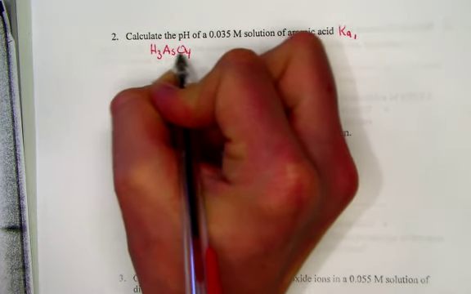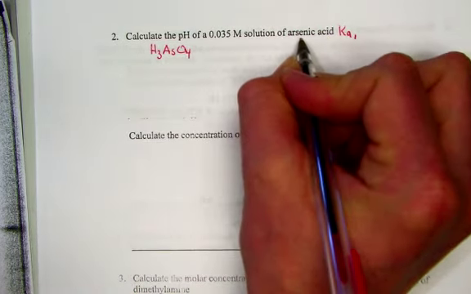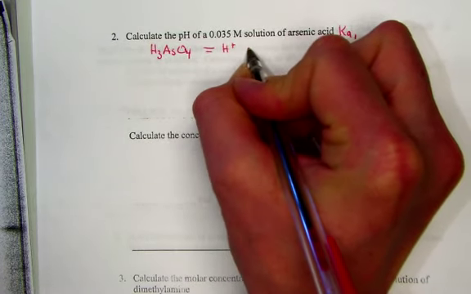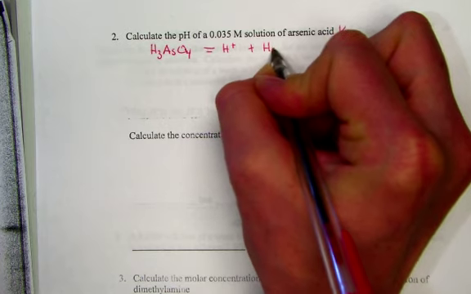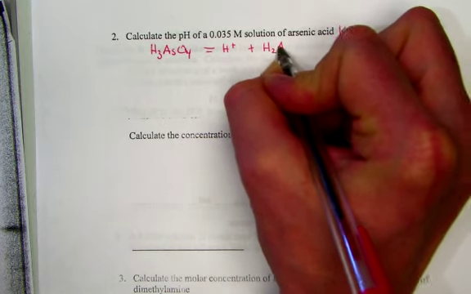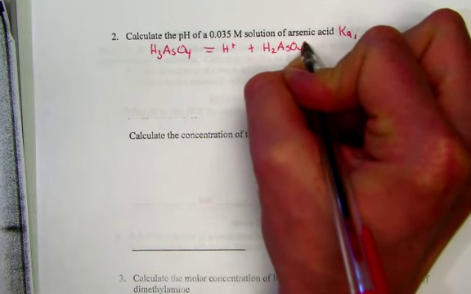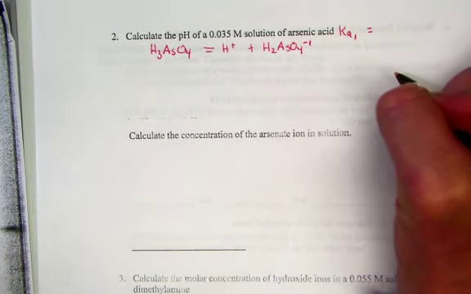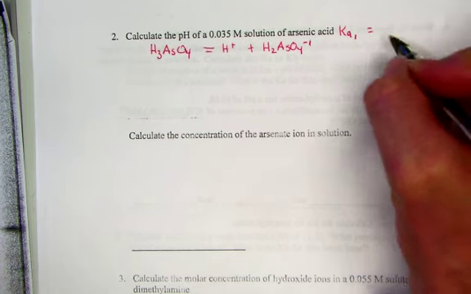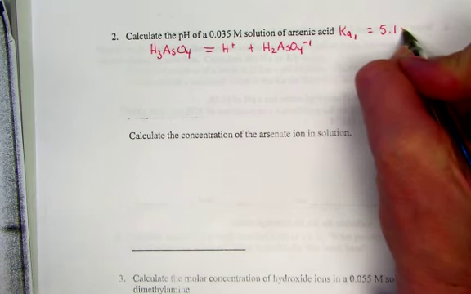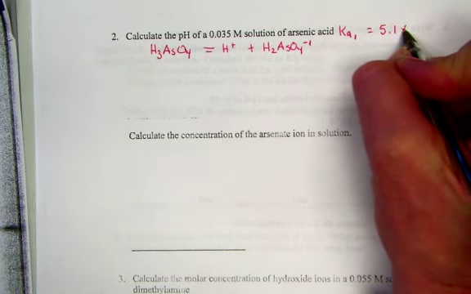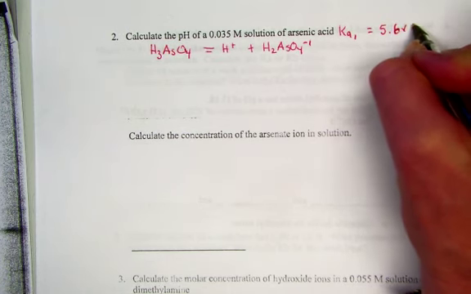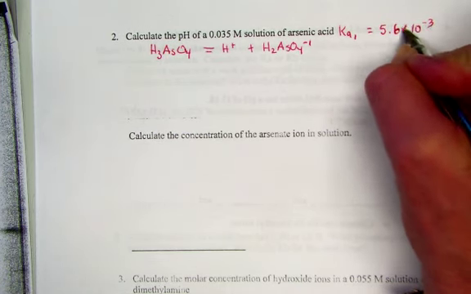H3AsO4, hydrogen arsenate, is called arsenic acid, letting go of its first proton to create H+ and the diprotic polyatomic ion H2AsO4 carrying a -1 charge. With that release of the first proton, the Ka1 is 5.1. Oops, let me read over. Sorry, 5.6. Repair that. 5.6 times 10 to the -3.